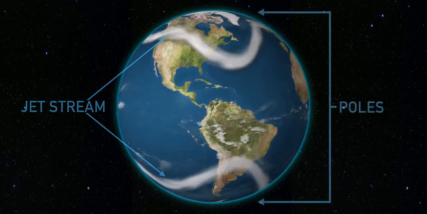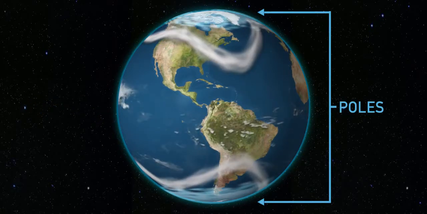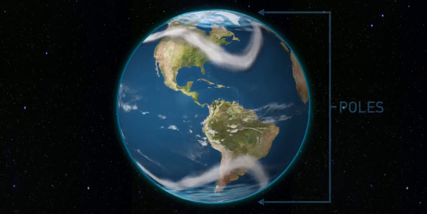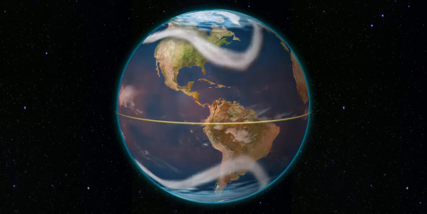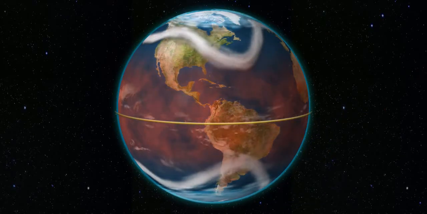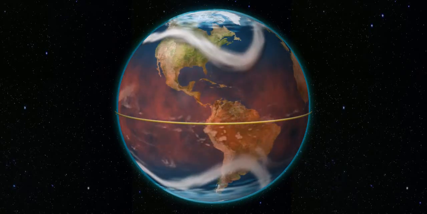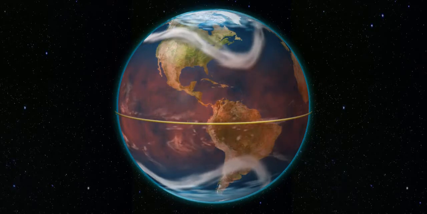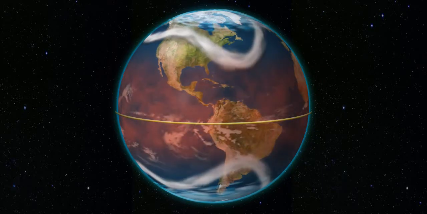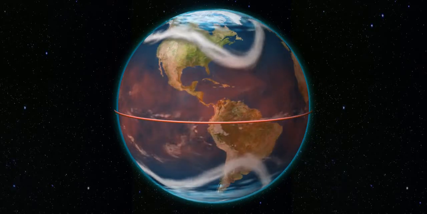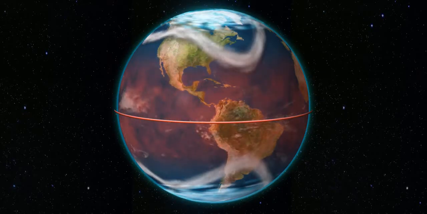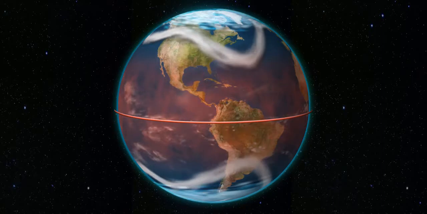Then we have the poles that are roughly circulating east to west around the top and bottom of the planet. So we've got cold air on the poles and warm air at the equator. And the jet stream is basically where those two air masses meet. Now, if there was never any exchange of air between these masses, the poles would get colder and colder, and the equator would get hotter and hotter. But temperature is always trying to find equilibrium.